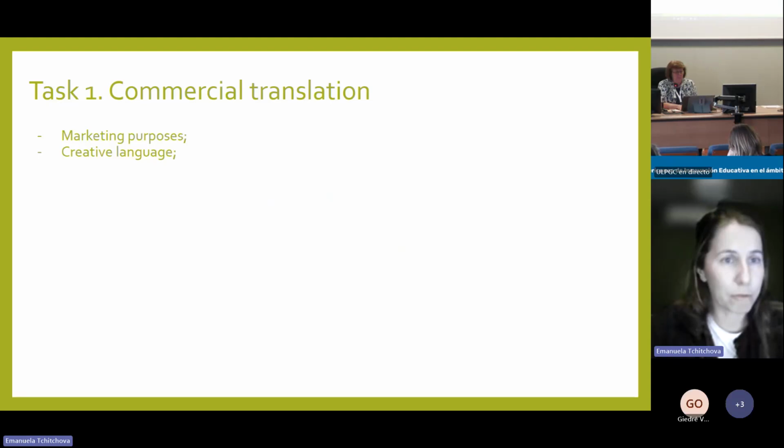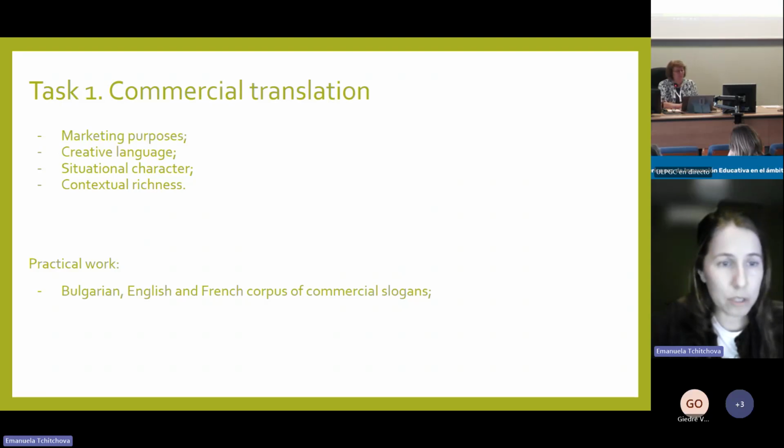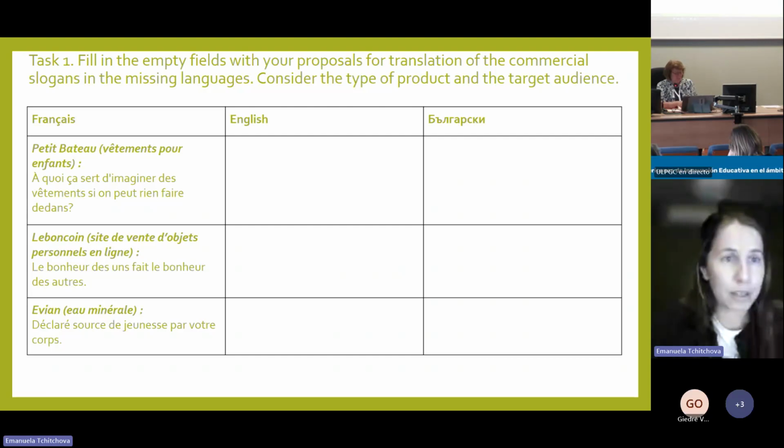It was done so for marketing purposes. It was chosen because it had very creative language, and their situational character was put forward, as well as their contextual richness. The practical work was to compile a Bulgarian, English, and French corpus of commercial slogans, and to propose mutual translation of the proposed slogans. This is an example of the first task. Here you can see the English and Bulgarian variants. The slogans focused on original products from the countries that have this official language, or companies from these countries.